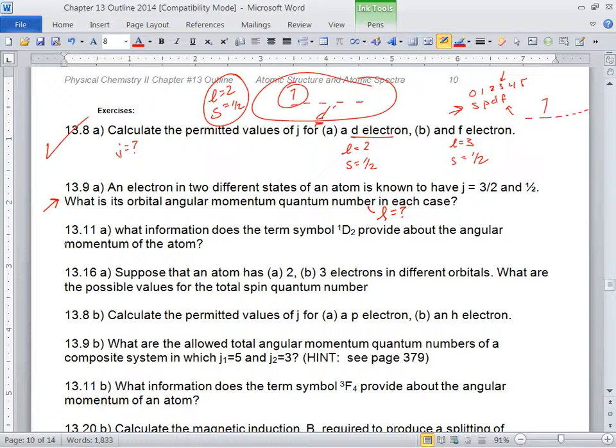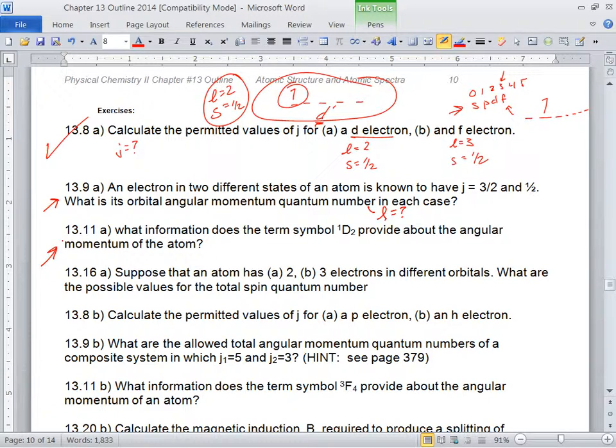Alyssa, you see what to do there for 9? Yeah, you work backwards, because J has to be L plus S down to L minus S. And S has to be 1/2. They're just talking about one electron. So you have to deduce what L would be then. Yeah, it just has to be 1.